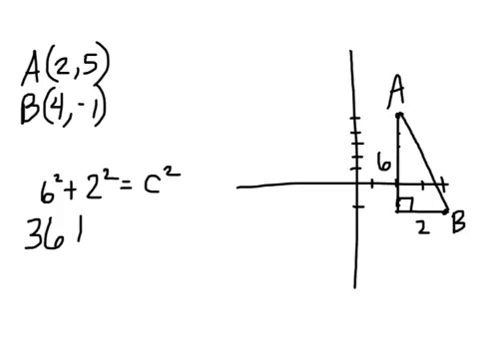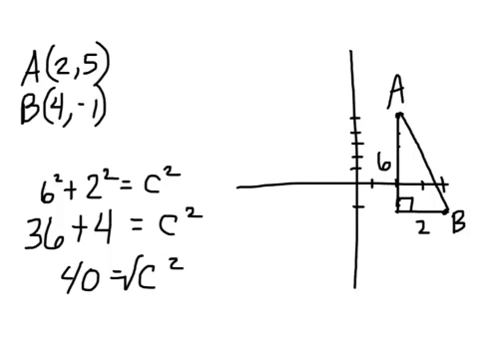36 plus 4 equals c squared. 40 equals c squared. And then to get rid of the square, you square root it, which again is approximately 6.32. So either way, it is acceptable. The difference with this is that obviously the numbers are not that big yet. However, they could be fairly large, and to draw triangles that big and accurate is really hard to do when you're not using graph paper.